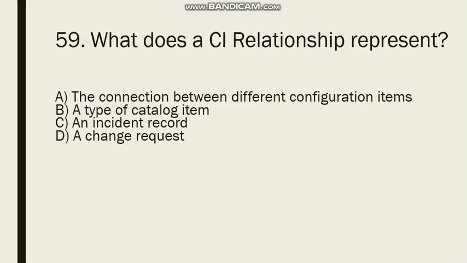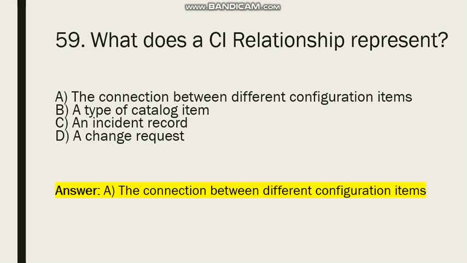59. What does a CI relationship represent? A. The connection between different configuration items. B. A type of catalog item. C. An incident record. D. A change request. Answer: A. The connection between different configuration items.